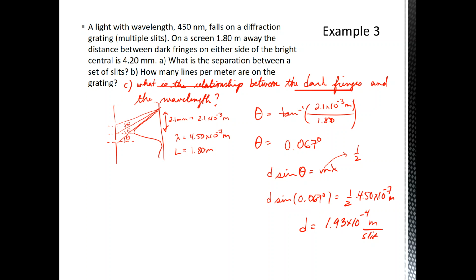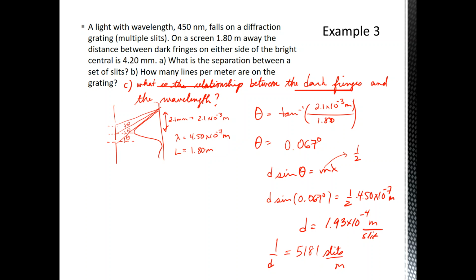1 over d is going to be 1 over 1.93 times, it should give me something like 5,000. What did you get? 5,181 slits per meter. All right. And that's really on this side of things.